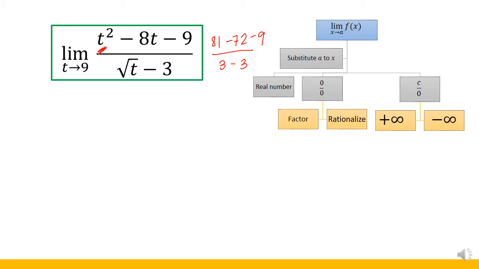Notice that again, for the numerator, we have 81 minus 81. That will be 0. And then the denominator is obviously a 0. So what we do now is, this is of this form. Though the numerator is factorable, we make use of that. And at the same time, notice that we have a radical on the denominator. At the same time, we will have to rationalize. So we have these two things to consider.